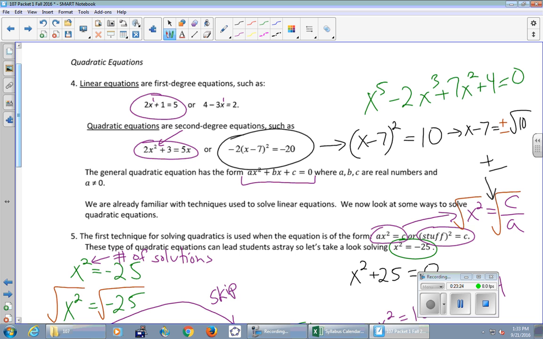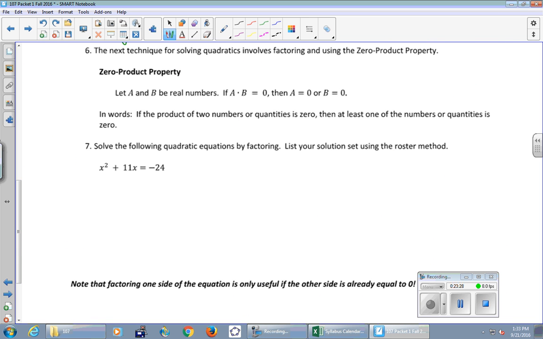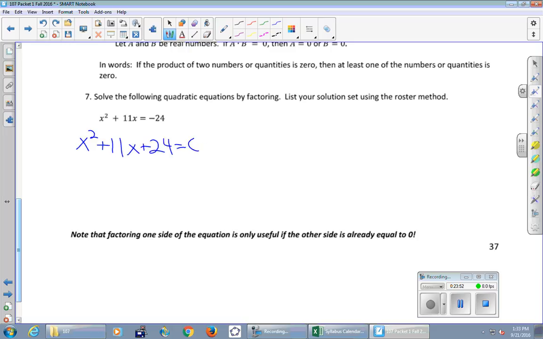Okay, moving on. Next technique, we've got something called the zero product property. We'll come back to it. Let's jump into 7. So solve the following quadratic equations by factoring, and we'll list our solutions using the roster method. Let's give this a shot. Okay, first thing I'm going to do is make 0 on one side. It will be clear in just a minute why 0 is a good number to have over there. So I'm going to add 24 to both sides, leaving 0 on the right.